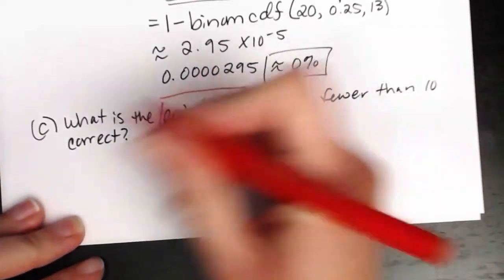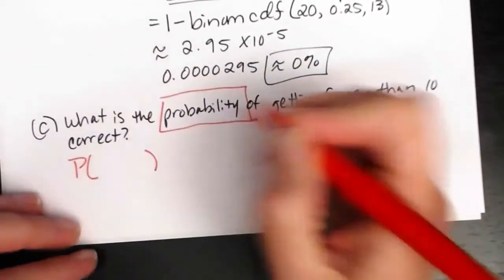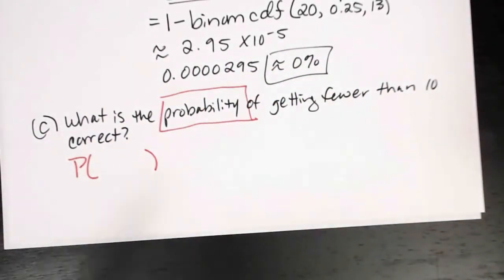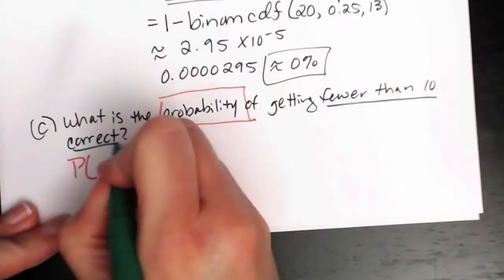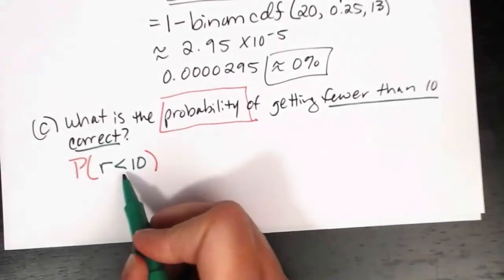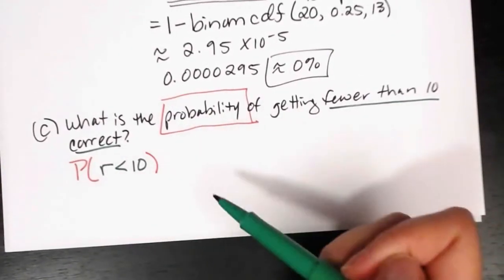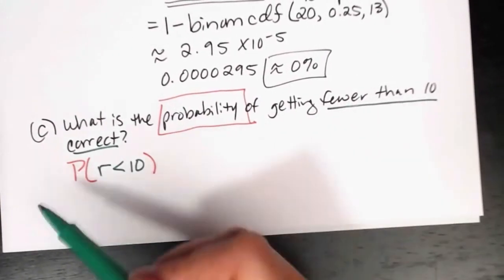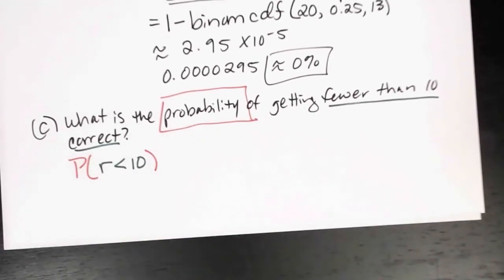Again, probability, big capital P, fewer than 10 would be R is less than 10. Notice there's not an or equal to because it doesn't say 10 or fewer. It says fewer than 10, meaning literally less than 10 correct.